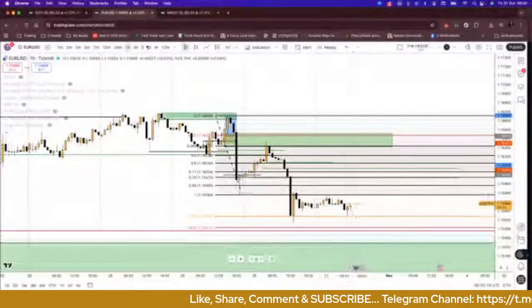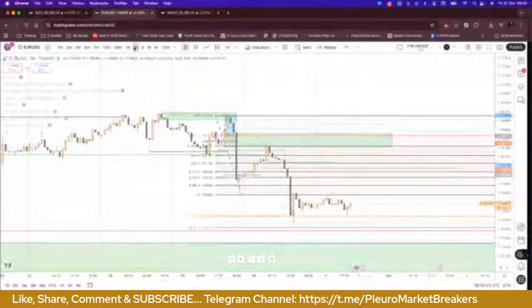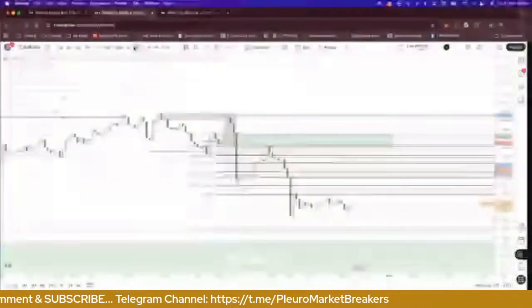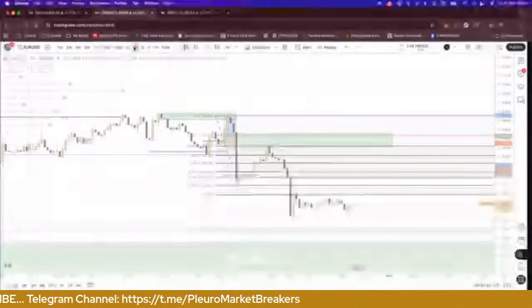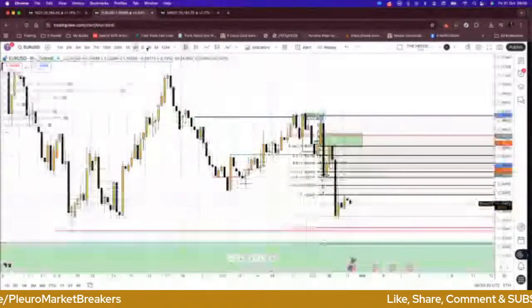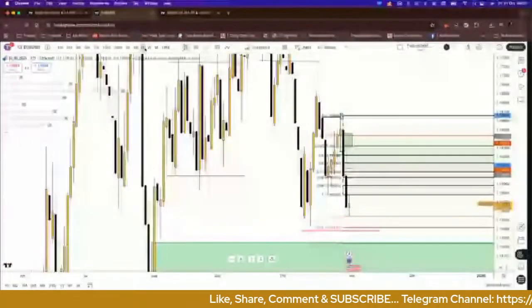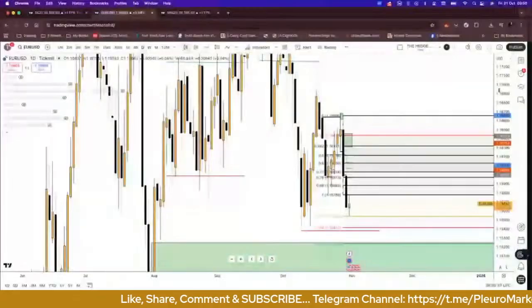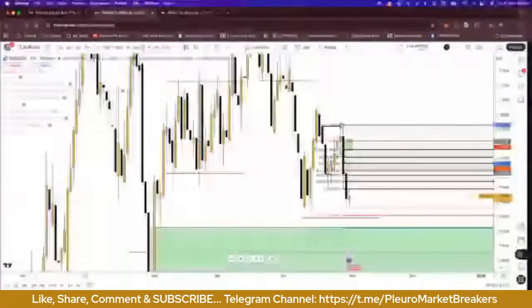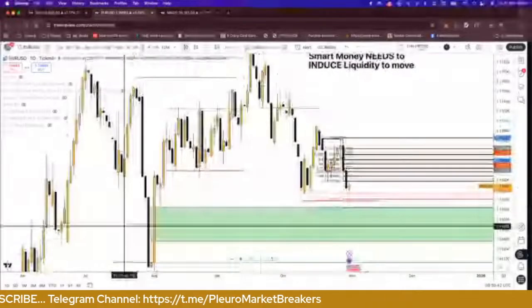Okay. That, if I'm not mistaken, is a daily order block or fair value gap. We did all this yesterday. Let's go take a look. Yes. So that is a fair value gap on the daily.